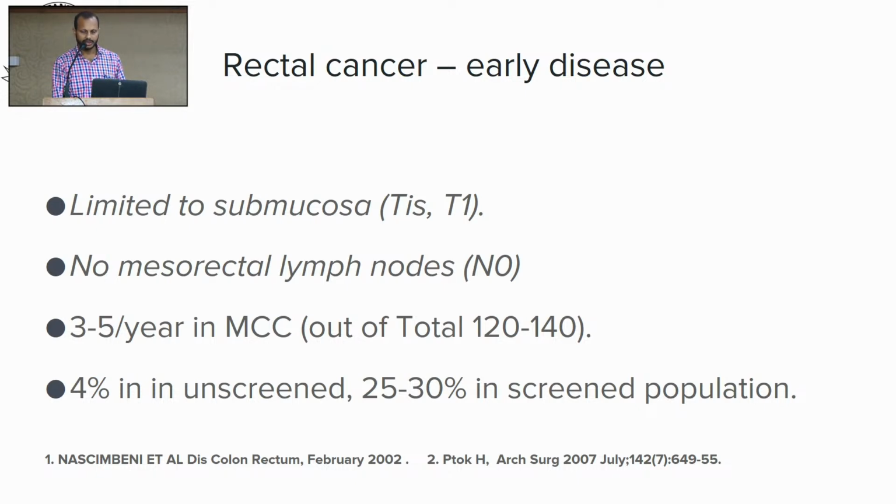We get around 3 to 5 cases of early rectal cancer in MCC out of the 120 to 140 rectal cancers that we treat every year. So this is less than around 4%. This corresponds to the published literature, where in an unscreened population, where there is no established screening protocol, the incidence of early rectal cancer is around 4%, which reflects our situation. Whereas in a screened population, it increases to 25 to 30%. That means the moment we start screening in our population, the scope and demand of this procedure is going to increase.